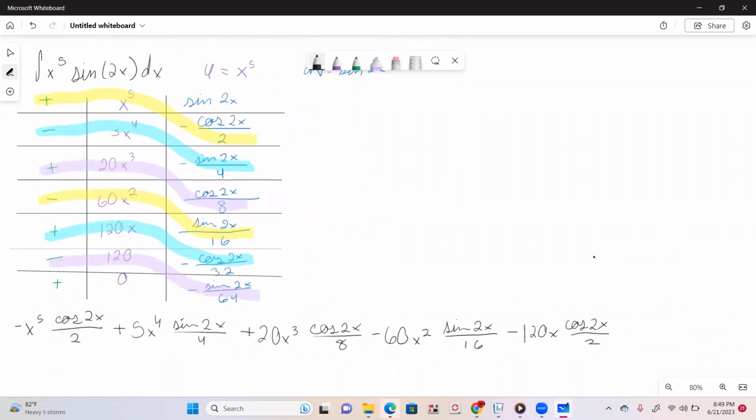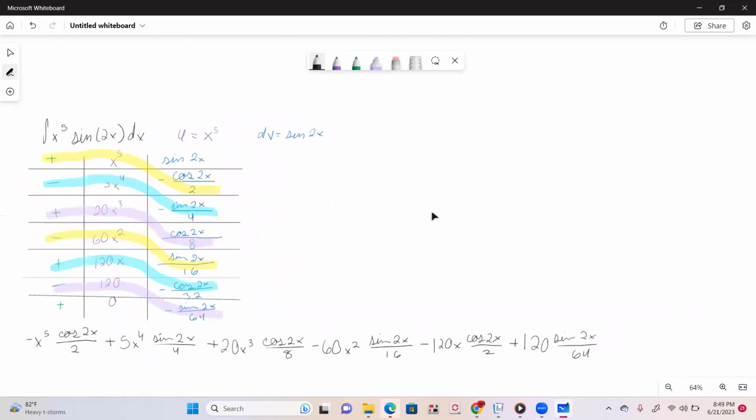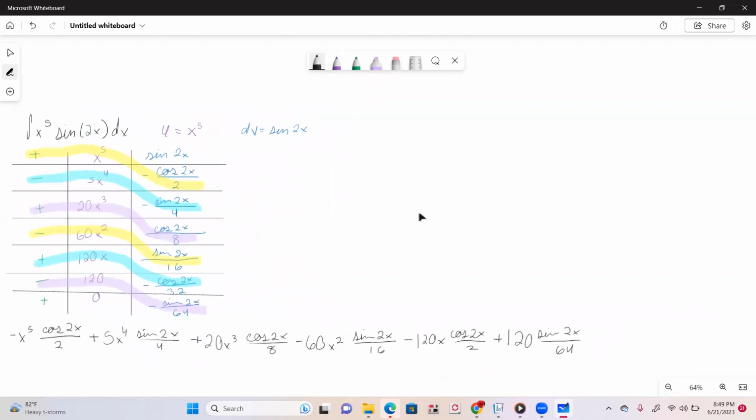And then we're going to have negative times a negative, which is a positive: 120 sine 2x over 64. And of course, our last, most famous, and often most forgotten term, plus c. Okay. So, sorry, drop the pen.